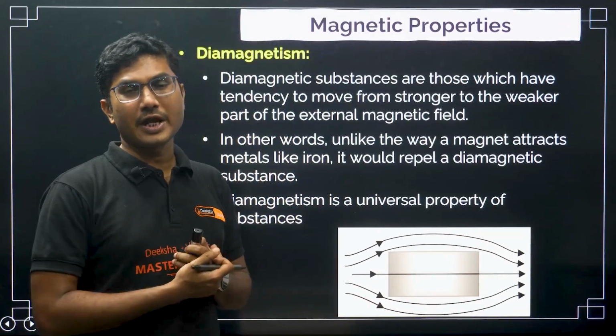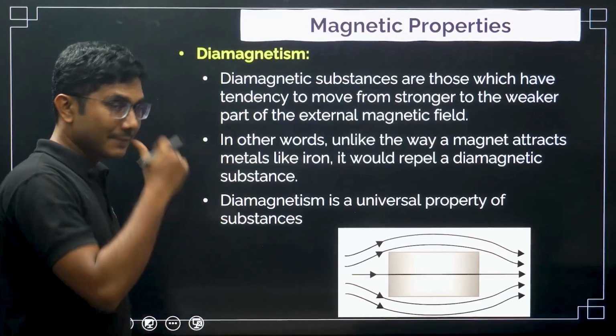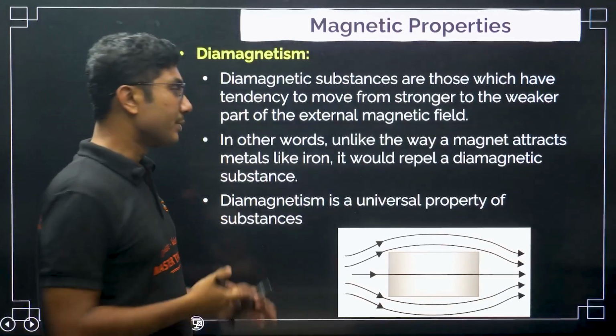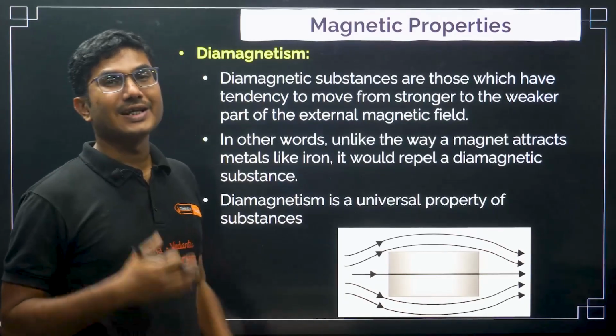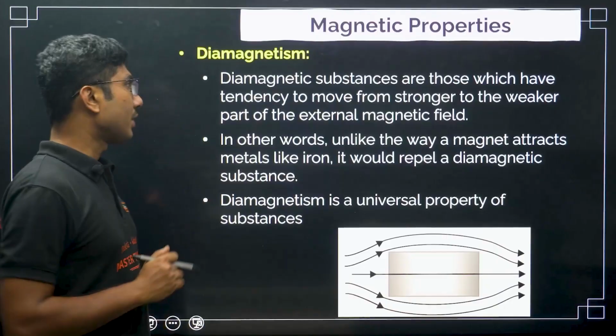Remember this. Based on that, there was an MCQ question in your board exam, so that might be there in your midterm exam as well. So be prepared. The only property which is universal is diamagnetism. All substances do have diamagnetism.